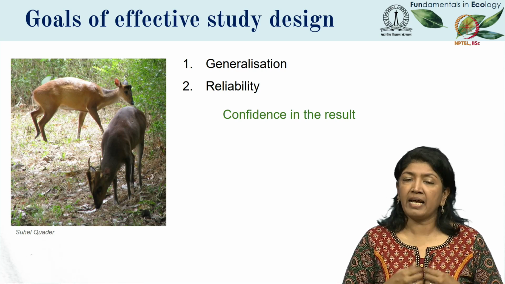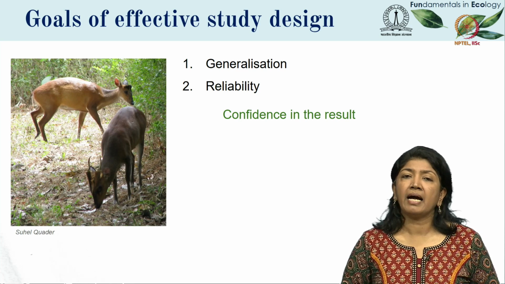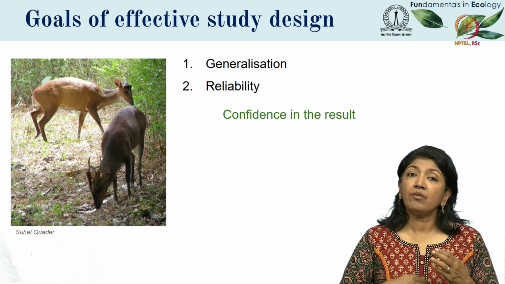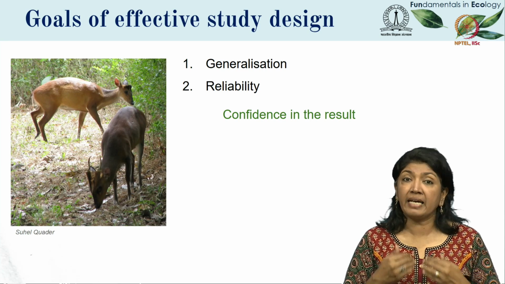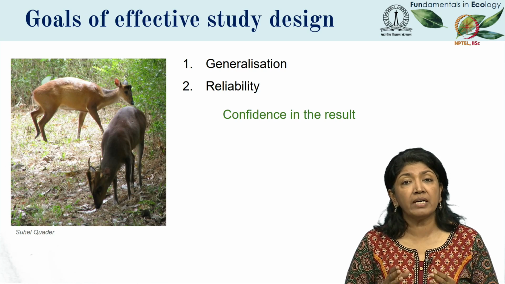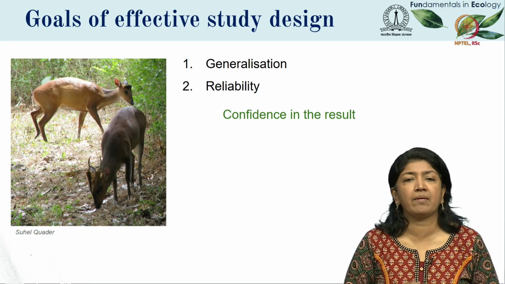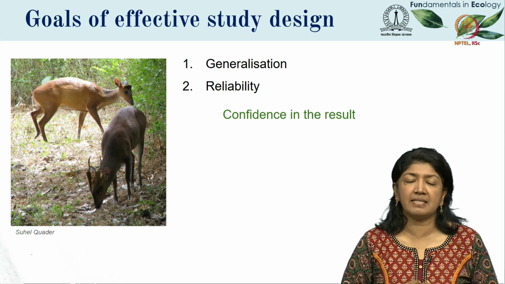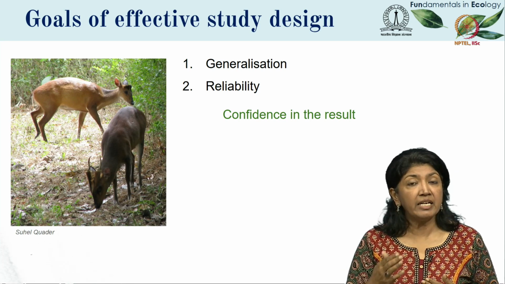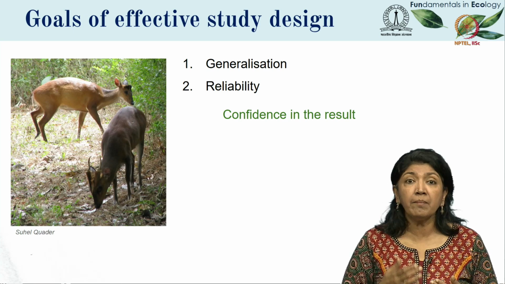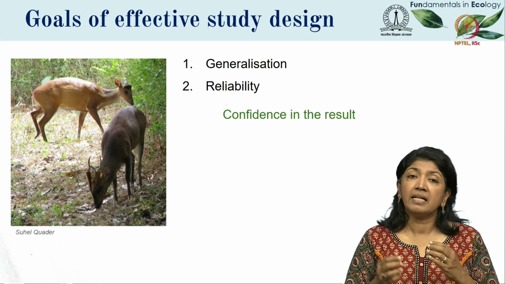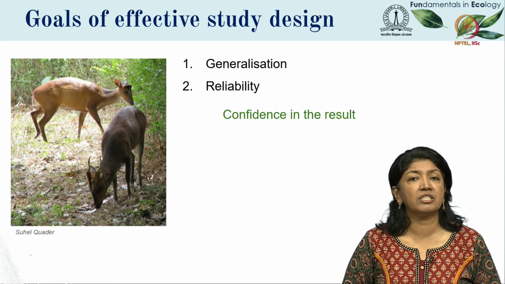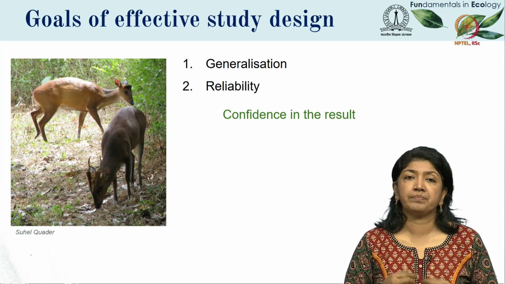Suppose in the first year I carried out my study and I found out that males are 20% larger than females. Now, if I go back the next year and carry out my study, and if ecological conditions are roughly the same, if my study was designed well, I should get a very similar answer. If I get something very different, now if I estimate that females are 30% larger than males, then there is a problem in my design. This is assuming that ecological conditions are roughly the same.